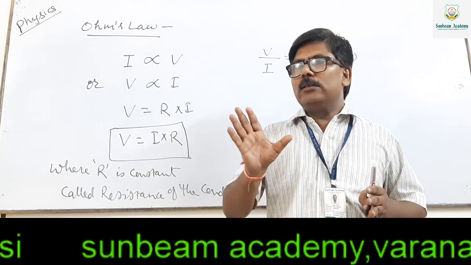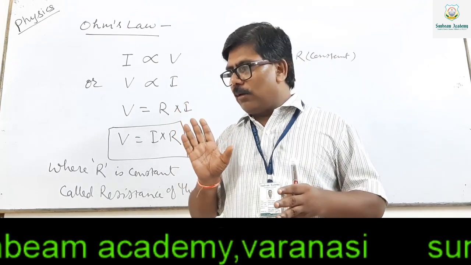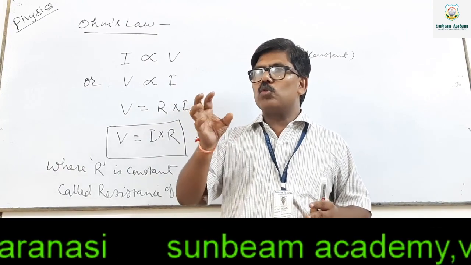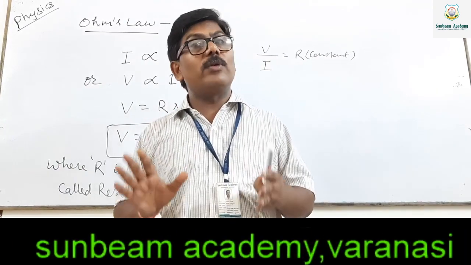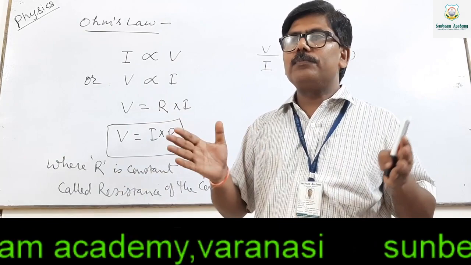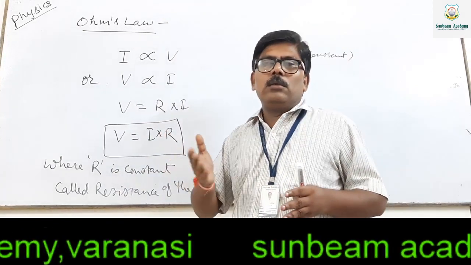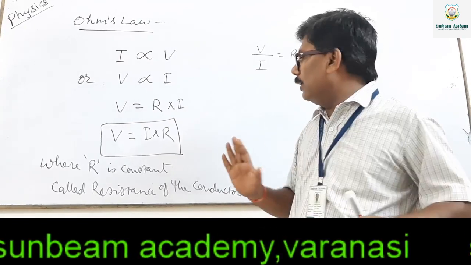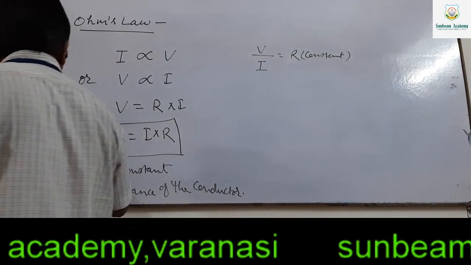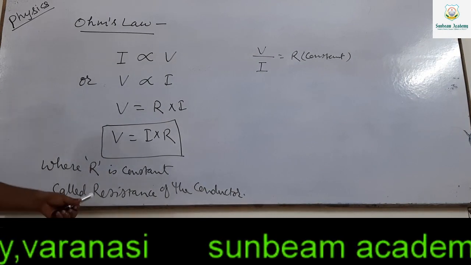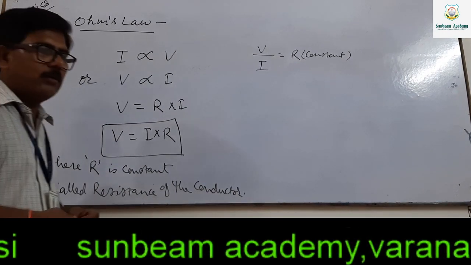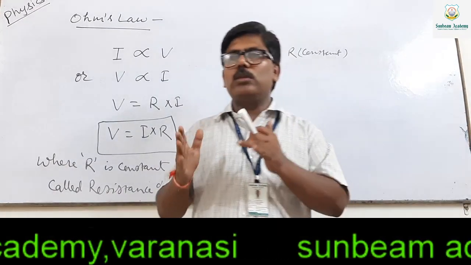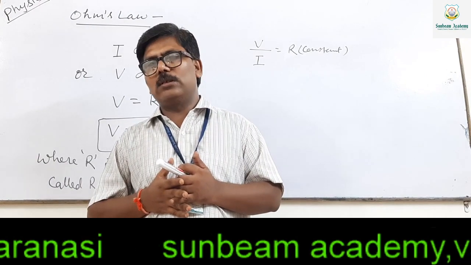Means the object that is moving in one direction, a force acts in the opposite direction trying to stop its motion, that is called friction. So in general mechanical physics you have heard the term friction, but here in electricity, what is the role of this R or resistance? The role of resistance of the conductor is similar to that of frictional force.